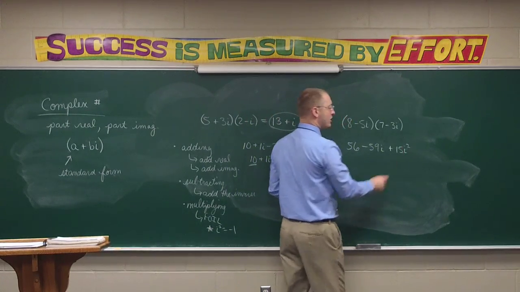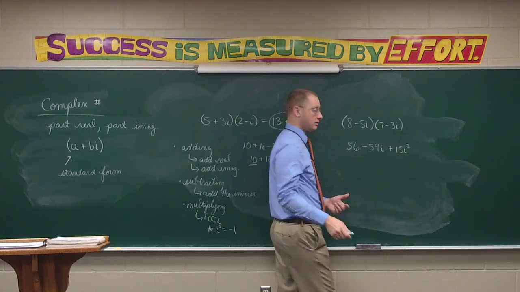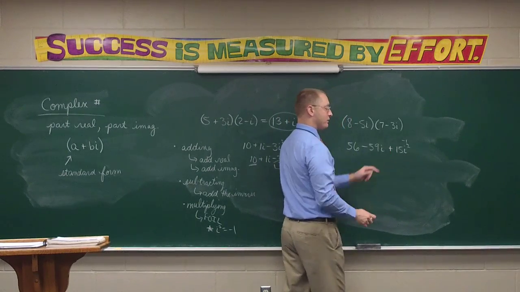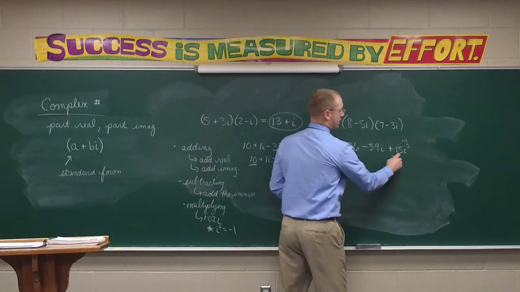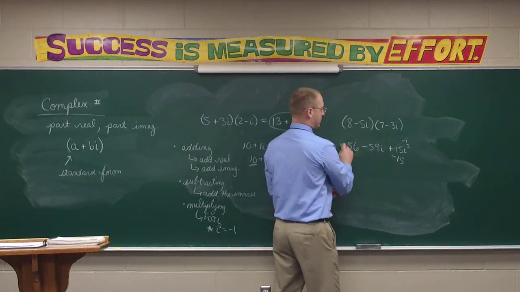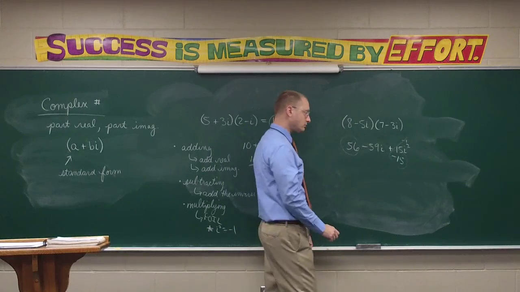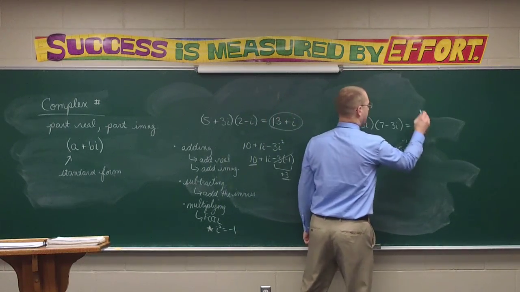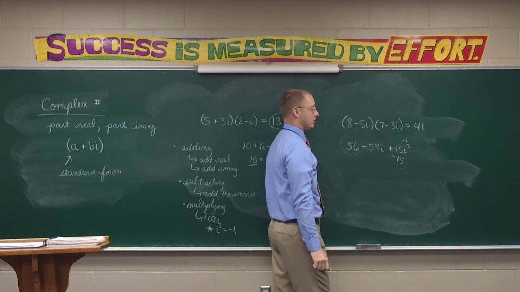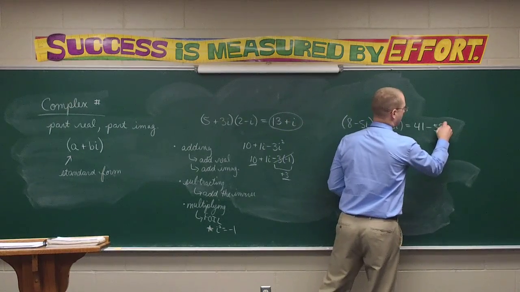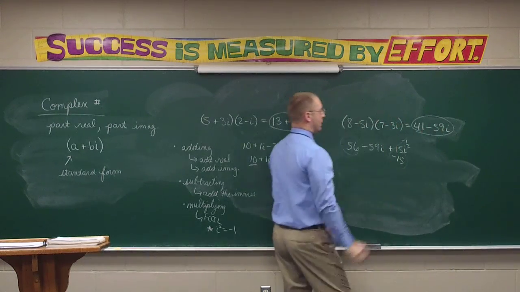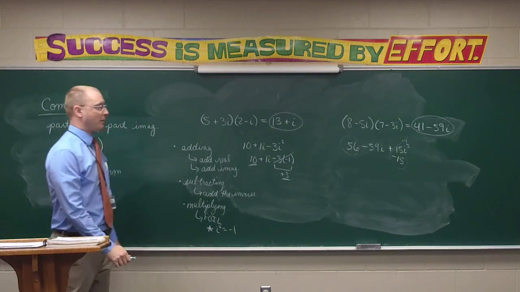Right here, though, i squared is really what? Negative 1. Times positive 15 is really negative 15. Well, there's real 56. There's real negative 15. 41. And of course, we will also keep the negative 59i. And there's my complex answer.